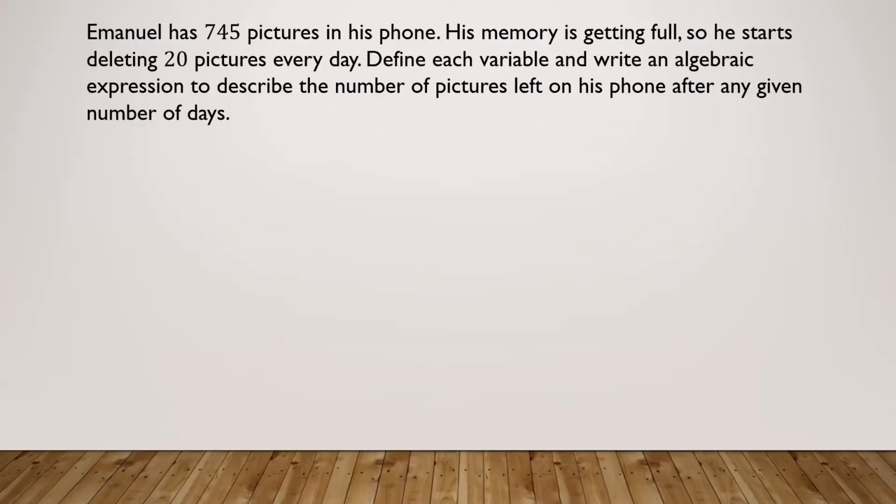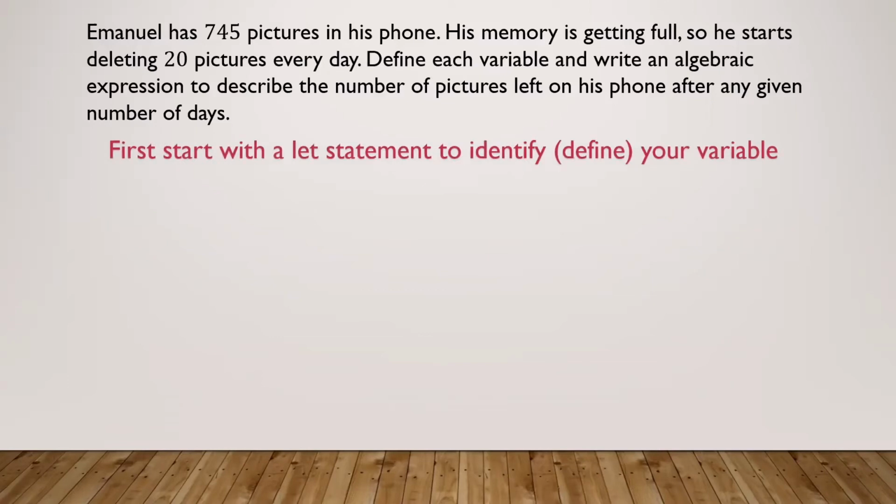again. Okay, Emmanuel has 745 pictures in his phone. His memory is getting full, so he starts to delete 20 pictures every day. All right. Now it says define each variable and write an algebraic expression to describe the number of pictures left on his phone. So right now, my first step is to start with what we call a let statement. This defines your variable. It allows you to keep track of what you're searching for. Okay. So what do we need to know?